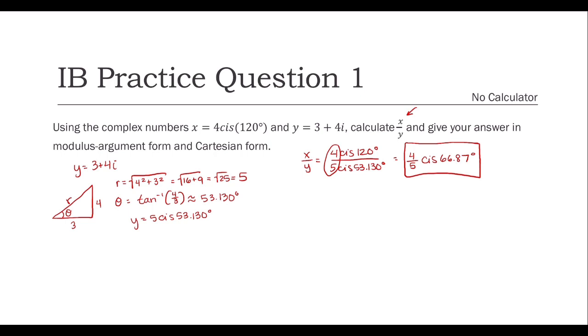So now we can convert that to Cartesian form. We'll draw another triangle. 4/5 is our radius, and our angle is 66.87 degrees. So our a value will be 4/5 times the cosine of 66.87, and our b value will be 4/5 times the sine of 66.87. So those are approximately 0.314 and 0.736. So in Cartesian form, our answer would be 0.314 plus 0.736i.